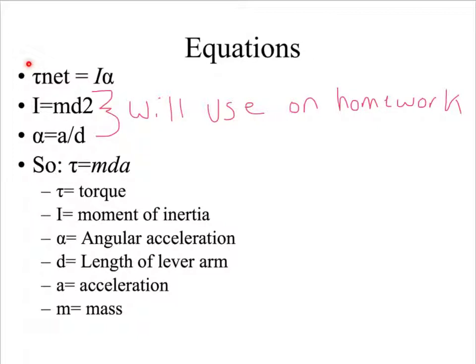Tau net, or the total torque, is moment of inertia times angular acceleration. Well, this moment of inertia is mass times lever arm. This is squared, not times 2. That should be squared. It didn't import correctly here. What that means is things get harder to rotate if the mass gets bigger, or if the distance from the lever gets smaller. And angular acceleration is acceleration divided by the length of the lever arm. And here are all of our variables and what they solve to be.